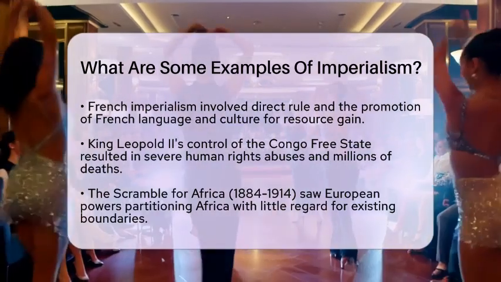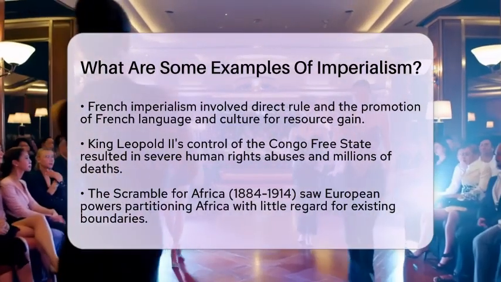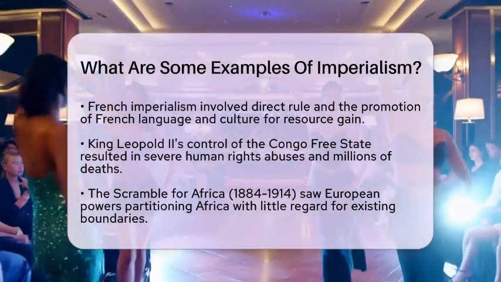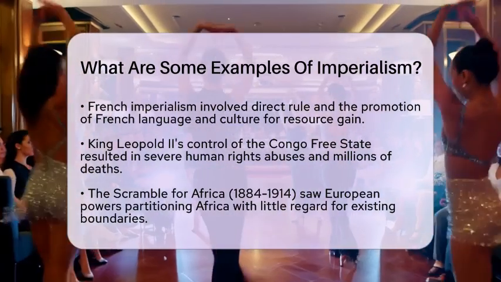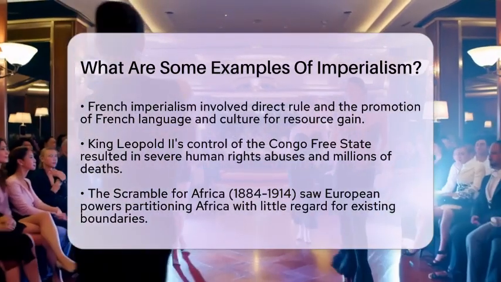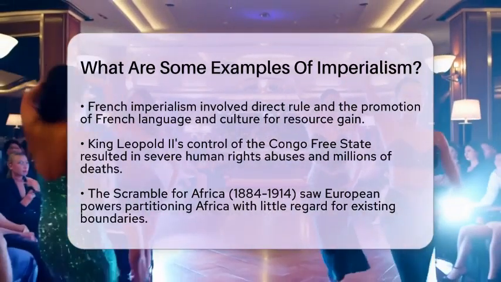Lastly, we have Russian expansion into Siberia and Central Asia. From the 16th to the 19th centuries, Russia moved eastward into Siberia and southward into Central Asia. This expansion was motivated by the desire for land, resources, and strategic military positions.